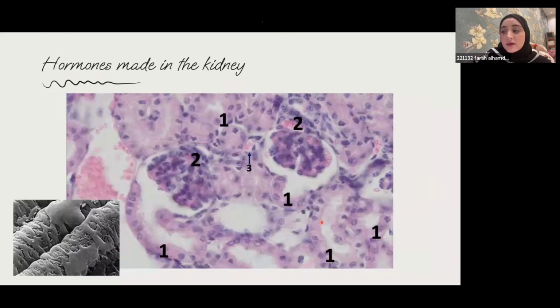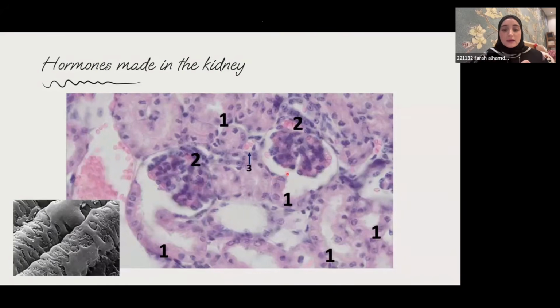Here's a slide talking about the hormones that are made in the kidney. We have several hormones that the kidney makes. First of all, vitamin D. The kidney does not make vitamin D, it just modifies it. We have the alpha hydroxylation of vitamin D. Basically, in number 1, we have vitamin D activation. So vitamin D is activated in the kidney. It's made in the skin, but it's activated in the kidneys.